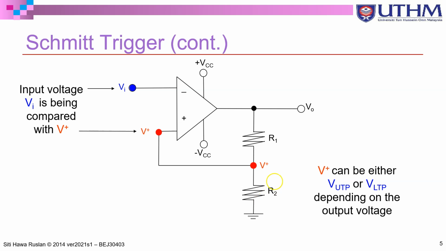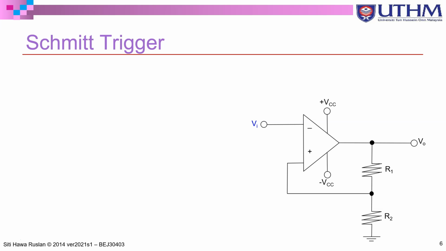And this value, V plus, can be either positive or negative depending on the value of your output voltage here. If the output voltage is plus VCC or plus VO max, V plus will be the upper threshold point, but if the output voltage is minus VCC or minus VO max, this V plus will be a V lower threshold point voltage. So next, we analyze the circuit of Schmitt trigger.